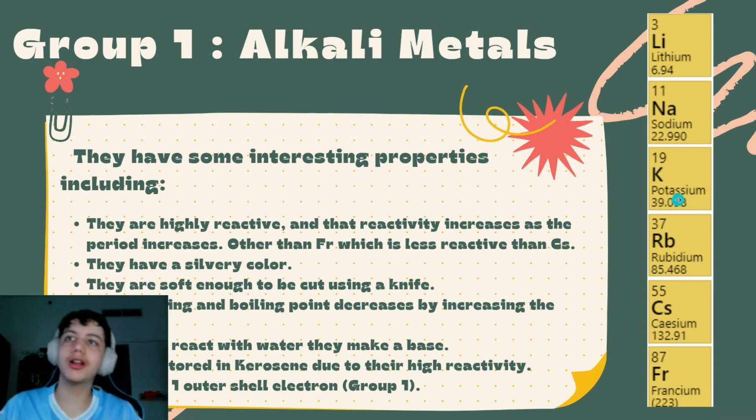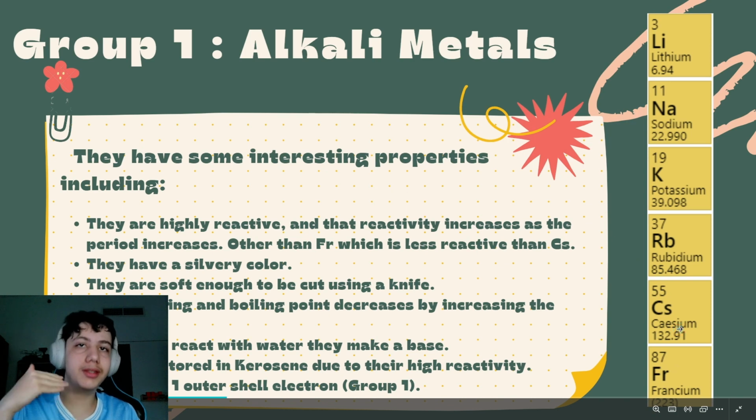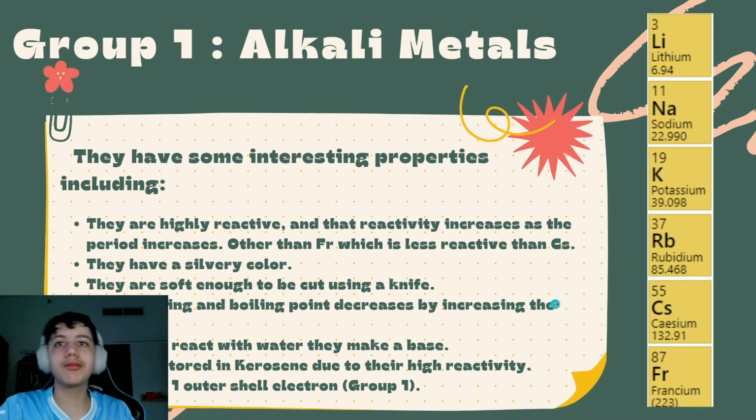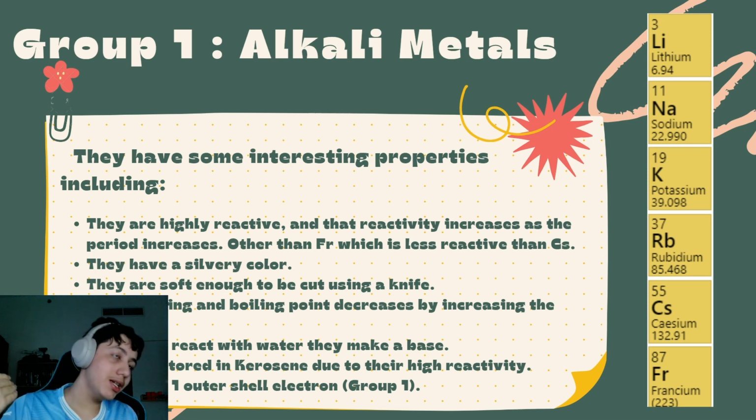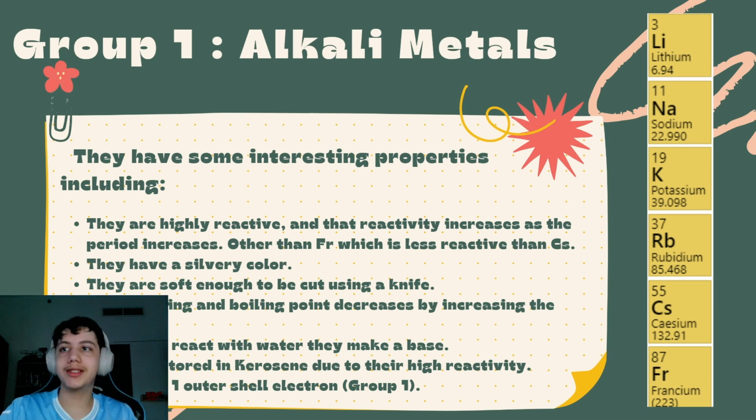They all have a silvery color. They're very soft metals, so they can be cut with a knife. Their melting and boiling points decrease with increasing period. So as you go down, the melting and boiling point decreases. When they react with water, they make a base, hence the name alkali metals. Alkali as in a base. You see, it kind of makes sense.